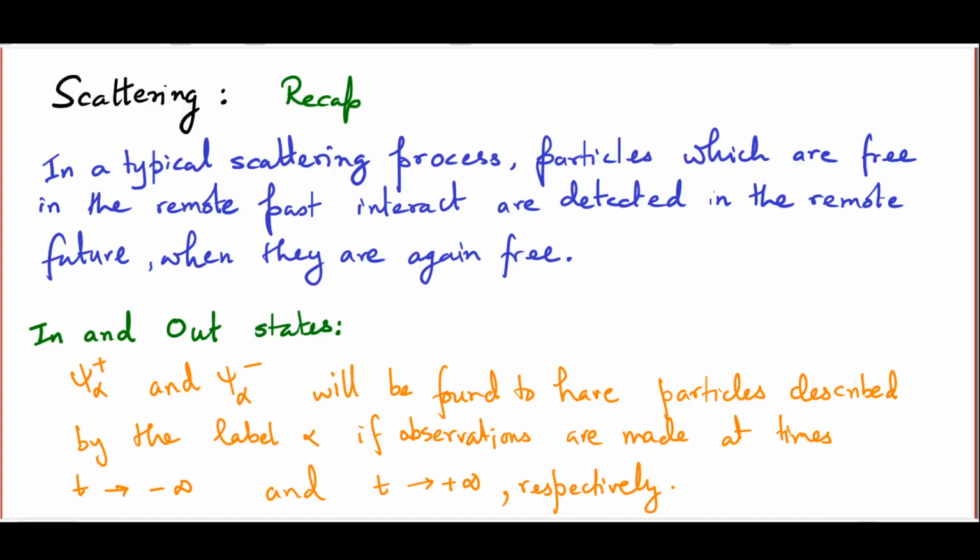Over the last few lectures of this series, we have been describing the issue of scattering in the quantum mechanical context. Let me remind you that in a typical scattering process, particles start out essentially free. There's a bunch of particles which are very far apart from each other. They somehow come together and then they interact. And when you detect them, you do that also in remote future. That is a long time after the interaction. And at that point also they are essentially free.